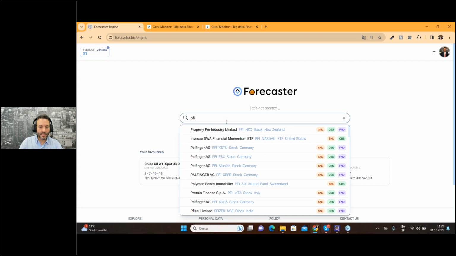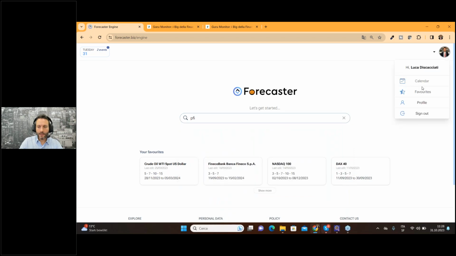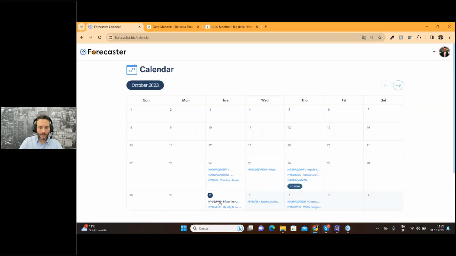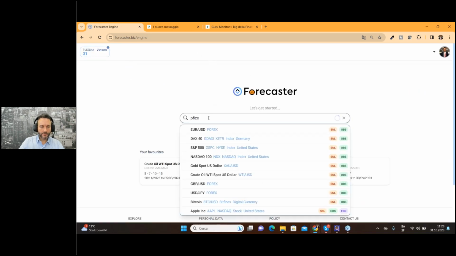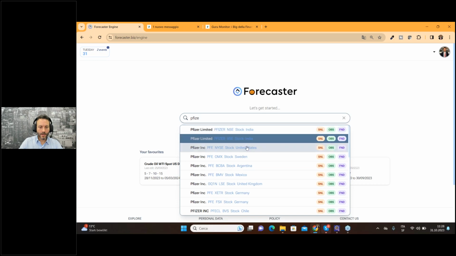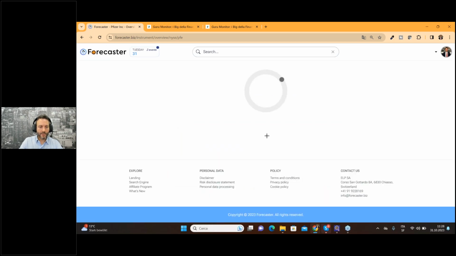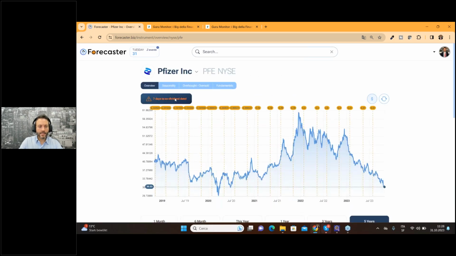Let me show you another interesting thing. Let's go see here, the calendar. Pfizer here, United States, for example. You see that in 7 days there is the ex-dividend date. That is the date by which to buy this stock if you want to cash in the dividend. Here we put the alerts. So you have everything under control.